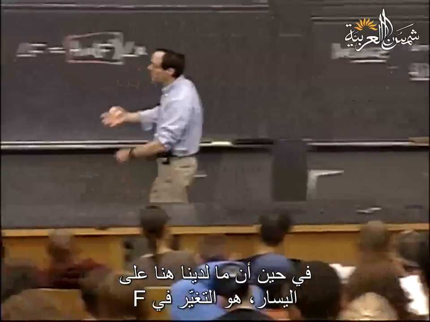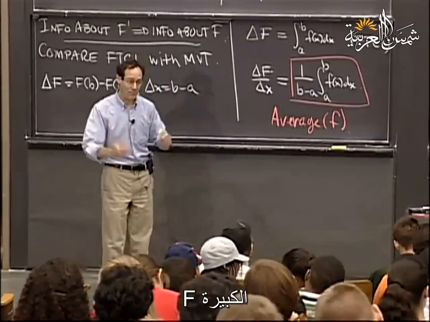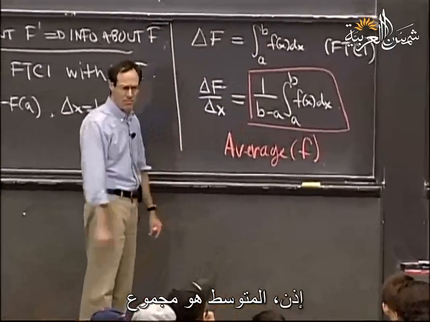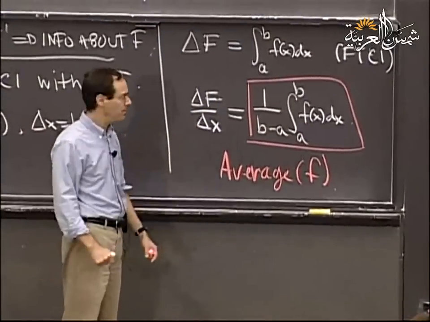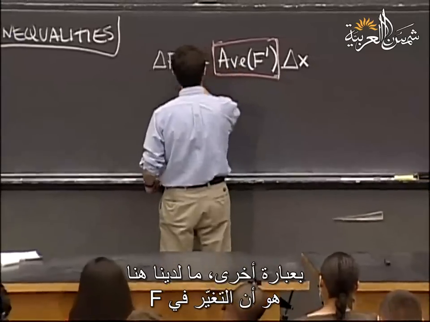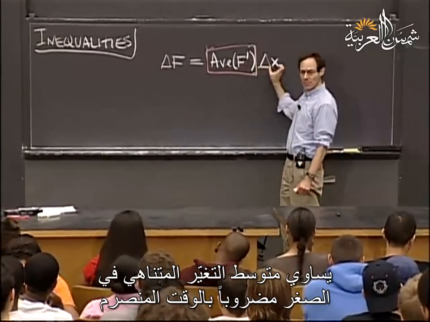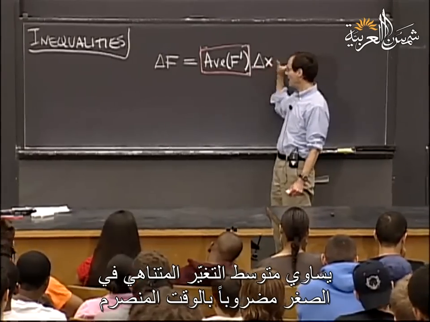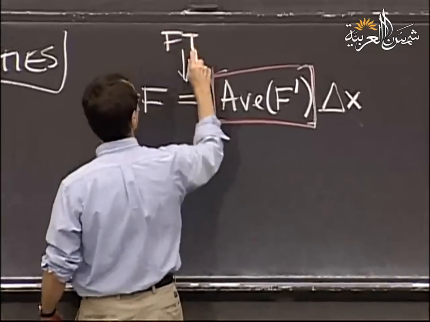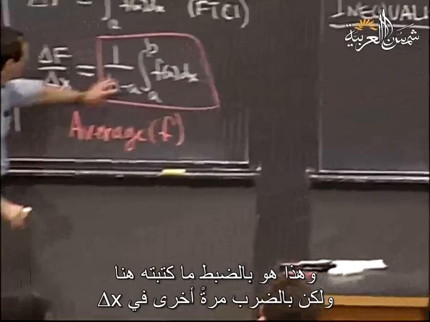Whereas what's on the left-hand side is the change in capital F, and this is the average of the little f. Okay? So an average is a sum, and it's like an integral. So in other words, the change in f is the average of its infinitesimal change times the amount of time elapsed, if you like. So this is the statement of the fundamental theorem, just rewritten, exactly what I wrote there, but I multiplied back by delta x.